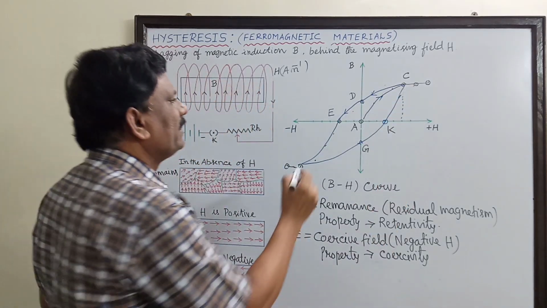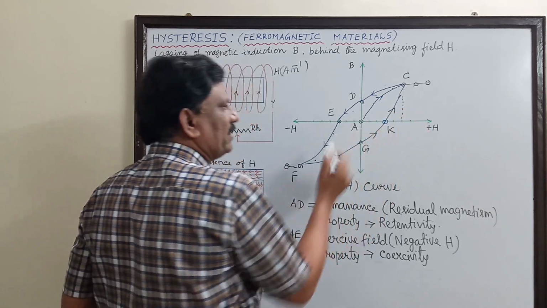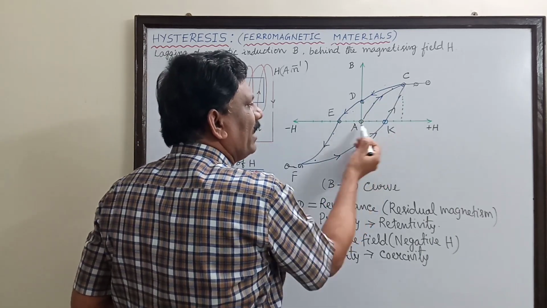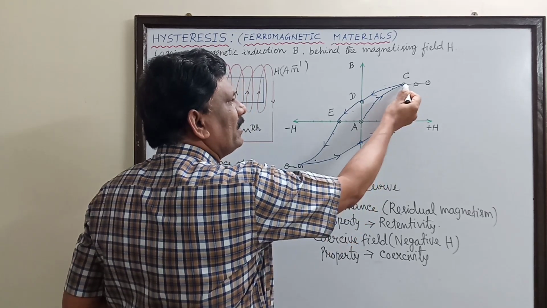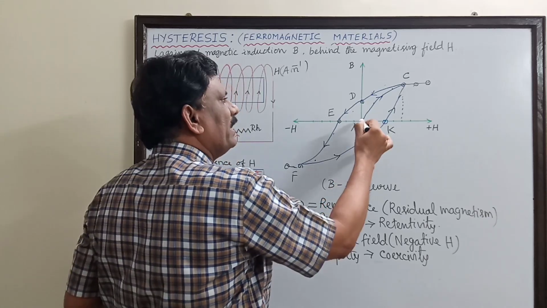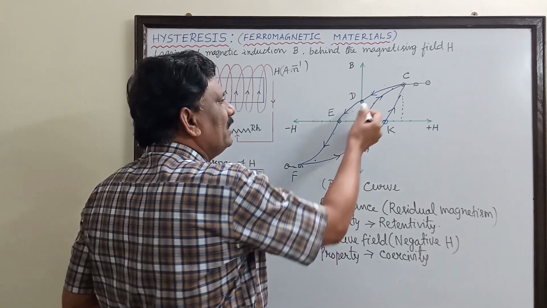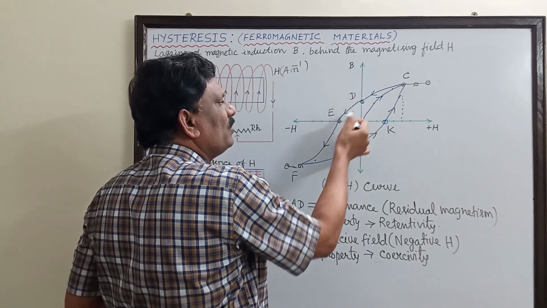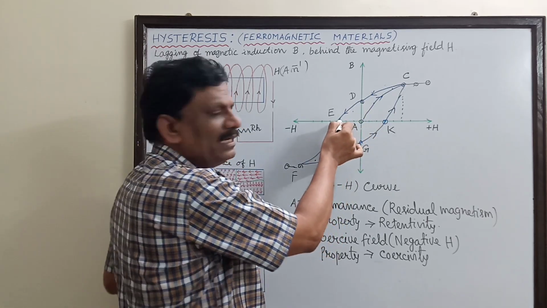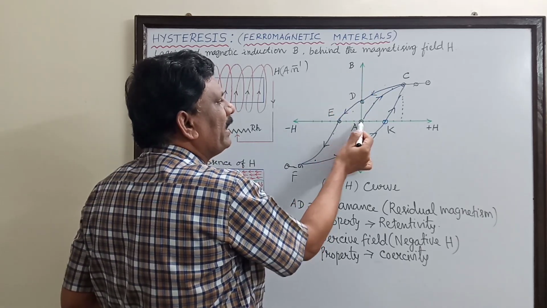Now you can see that it is a continuous path from A. So starting from A to C, H is positive. H is increased in the positive direction. Then C to D, H is decreased from maximum to 0. Then AD is the residual magnetism or remanence or retentivity. Then to bring this magnetic induction back to 0, a negative magnetizing field is applied. So the path is from D to E. At E, the magnetic induction is 0 and the negative magnetizing field is AE, okay, coercive field.